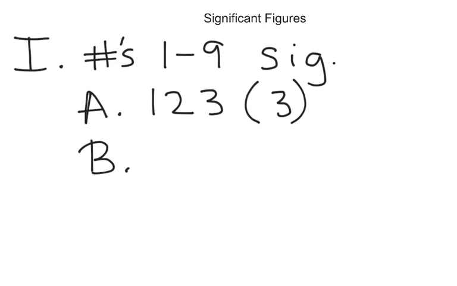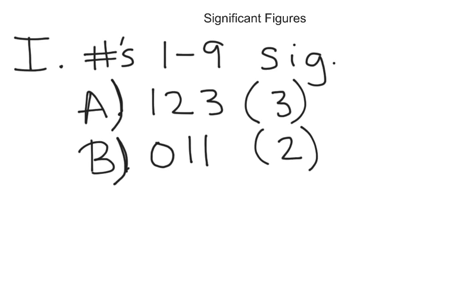Zeros before a number, or zeros before non-zero numbers, are never significant. For example, say we take the number 011. This number is really just the number 11, and it has 2 significant figures. Let me fix this here. I don't want to get confused with decimals.